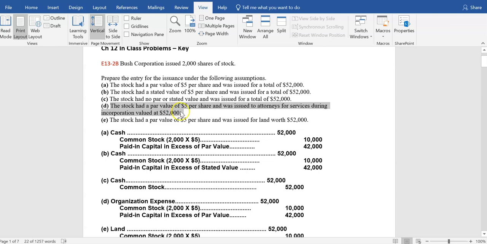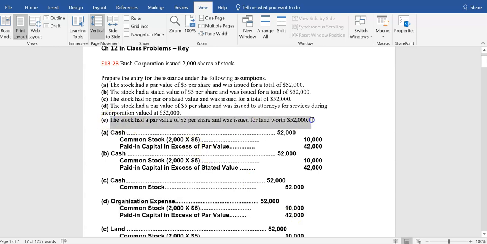So here, instead of the issuance of shares being for cash, the issuance of shares are to pay an expense. So we will debit the organization expense. The amount of the par value, $5 per share for 2,000 shares, is credited into the common stock account, and the excess paid in over and above the par is recorded into the paid in capital in excess account. So the excess of $42,000 will go in there.